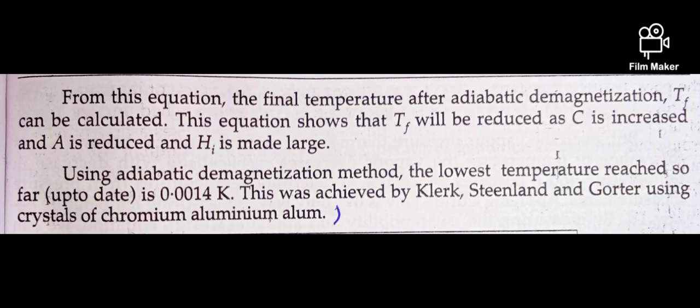Using the adiabatic demagnetization method, the lowest temperature reached so far is 0.0014 Kelvin. This was achieved by Clark, Steenland and Gorter using crystals of chromium potassium alum.